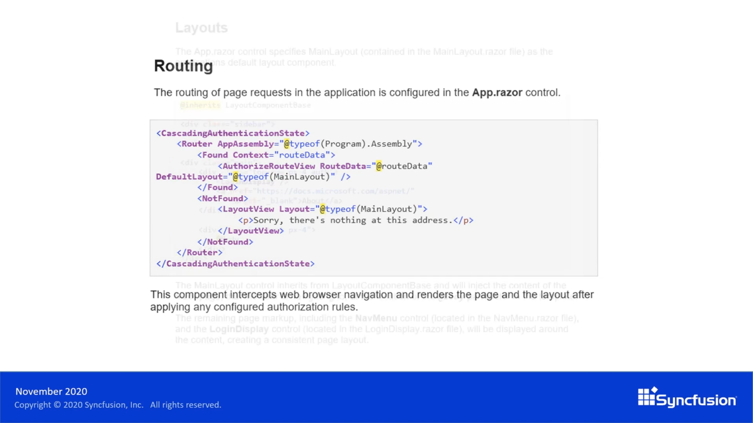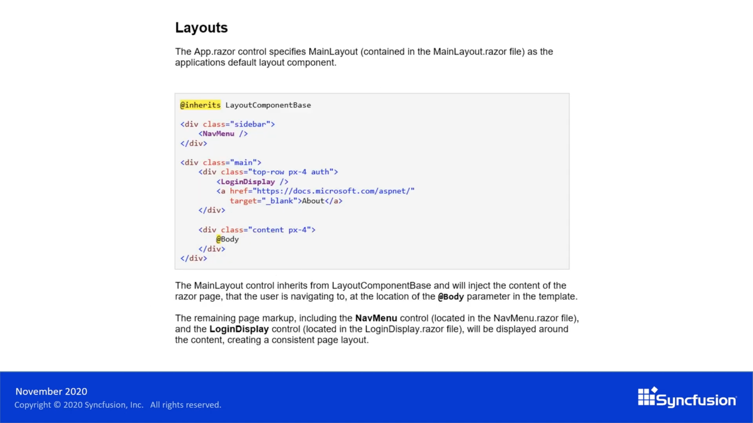So now if we look at the main layout page, we see that it's a layout page because it inherits from LayoutComponentBase, but it is basically a template. So you see NavMenu. That's the NavMenu.razor control, the Razor control that you'll see on the left-hand side. There's a LoginDisplay, which is the Login.razor control, which you see toward the top. And then you see a body tag.